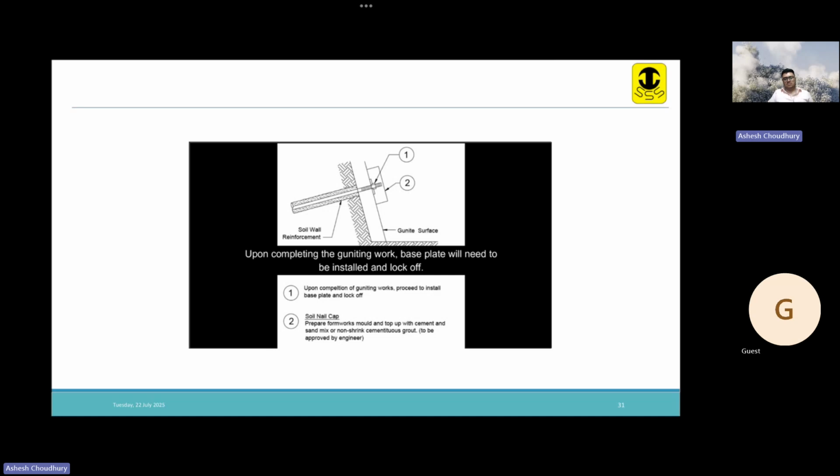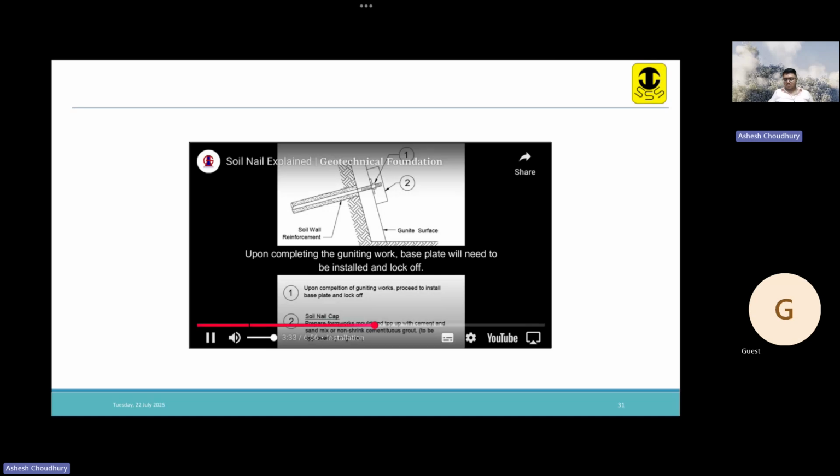Upon completing the gunite work, the base plate will need to be installed and locked on. What you have to do? First, you have to drill the hole, then insert the reinforcement, then you have to pump the concrete in.